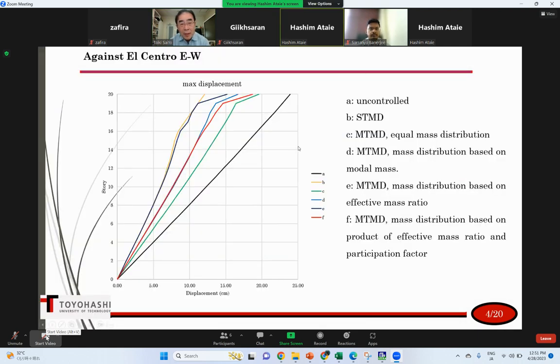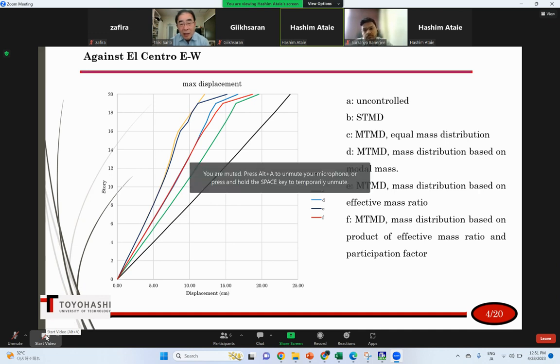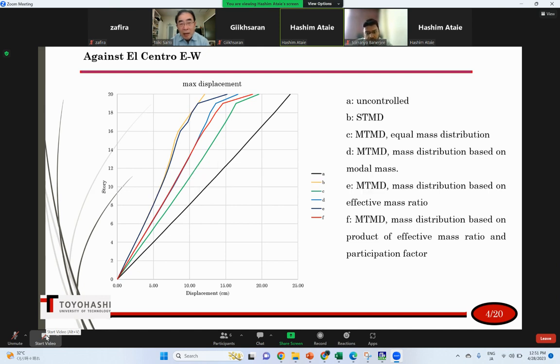After analysis of that twin story building on the center instance, this is the result. The black line is for without TMD and the second one is with TMD. How many TMD do you put? 3 TMD, with the effective mass ratio contribution of the first mode equal to 92%.